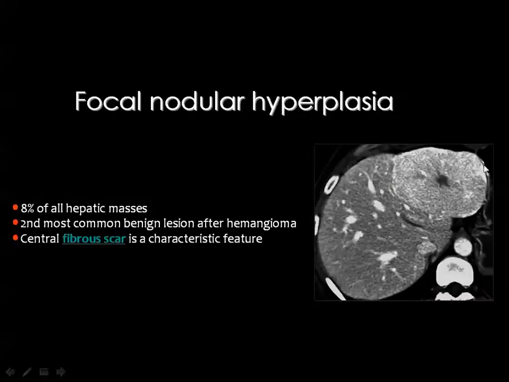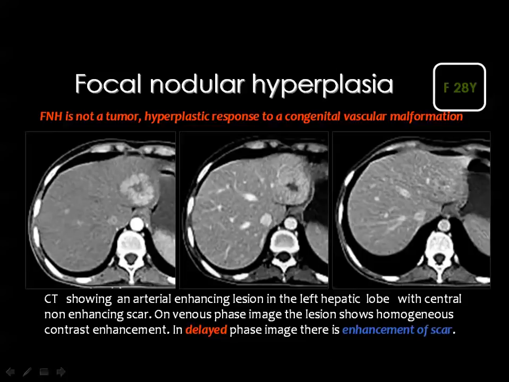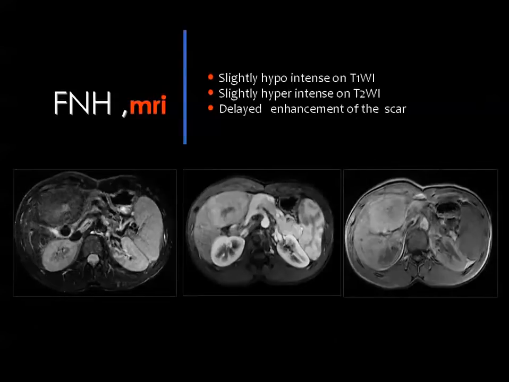And the fibrous scar will not enhance in the arterial phase, but it will enhance in the delayed phase, while the scar of the fibrolamellar hepatocellular carcinoma does not enhance. And this is an example of focal nodular hyperplasia with a central scar, and the scar has enhanced in the delayed phase. This is one of the helpful diagnostic criteria of focal nodular hyperplasia, while the scar in the fibrolamellar hepatocellular carcinoma does not enhance and usually shows calcification.